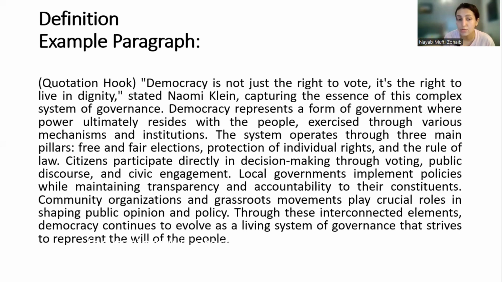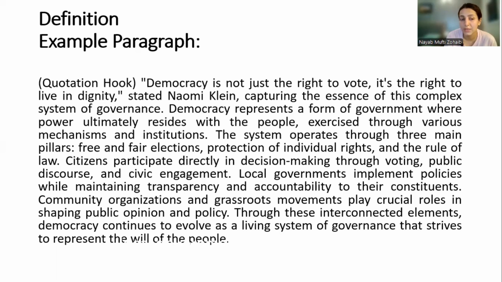The system operates through three main pillars, our major details, and then the pillars one by one are our minor details, and at the end is our conclusion. So let's read the paragraph. The system operates through three main pillars: free and fair elections, protection of individual rights, and the rule of law. Citizens participate directly in decision making through voting, public discourse, and civic engagement.